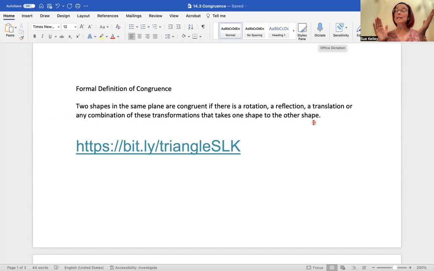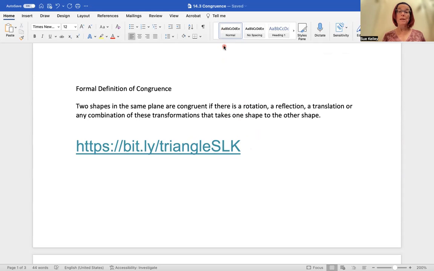So if we can take a shape and transform it by rotating it, by reflecting it, by moving it, translating it, so that it matches exactly on top of another shape, we are going to consider those shapes to be congruent. So I have a little example here, and you can follow along by going to this website, but I'm going to move over to that website now.